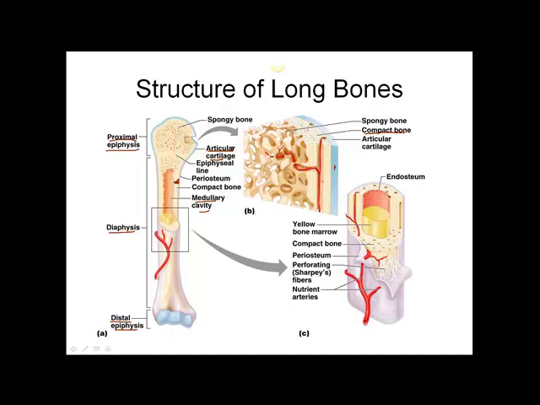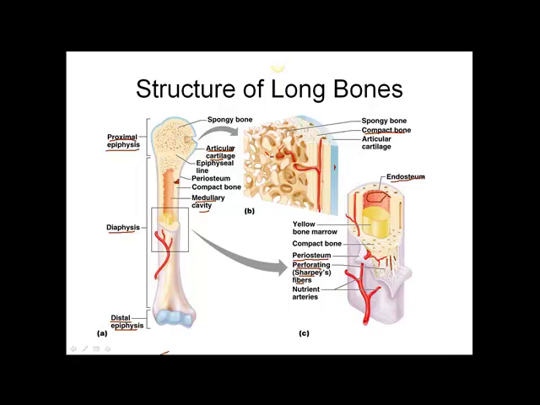The lining of the medullary cavity, this tissue here, is called endosteum, right? And what is this one here on the outside? Called peri. Peri means around. Periosteum. And then you have these what are called perforating or Sharpey's fibers. And they're actually little tiny ligaments that attach the periosteum to the bone.